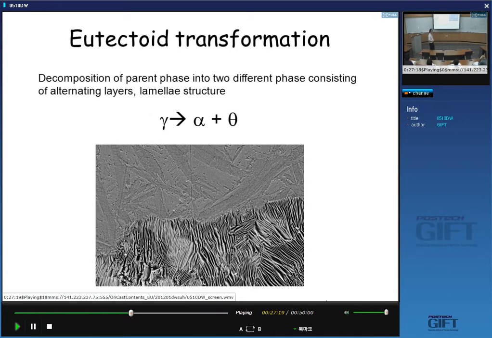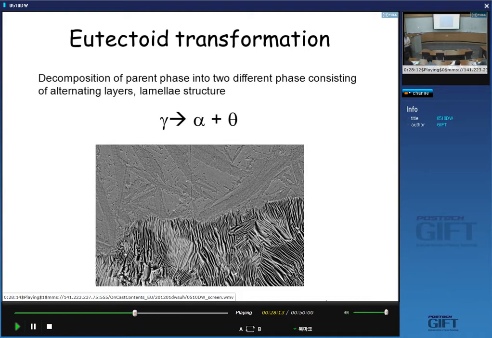In iron, as you know, there are transformations similar to the cellular transformation. For example, let's consider the iron-carbon binary system. When the alloy contains 0.778% carbon, and you heat up to a higher temperature where the austenite phase is stable and then cool down, the austenite decomposes into ferrite and cementite. The shape of the ferrite and cementite is an alternating layer of ferrite and cementite, and ferrite and cementite.